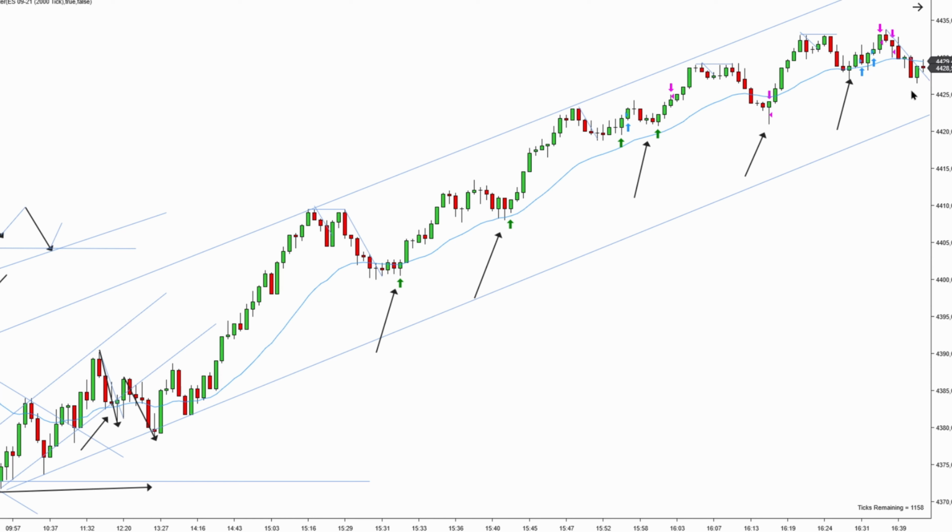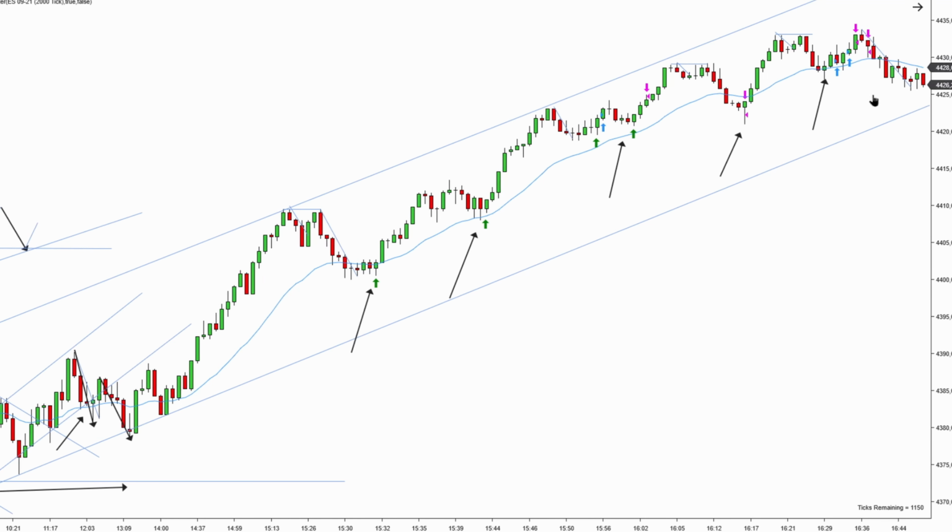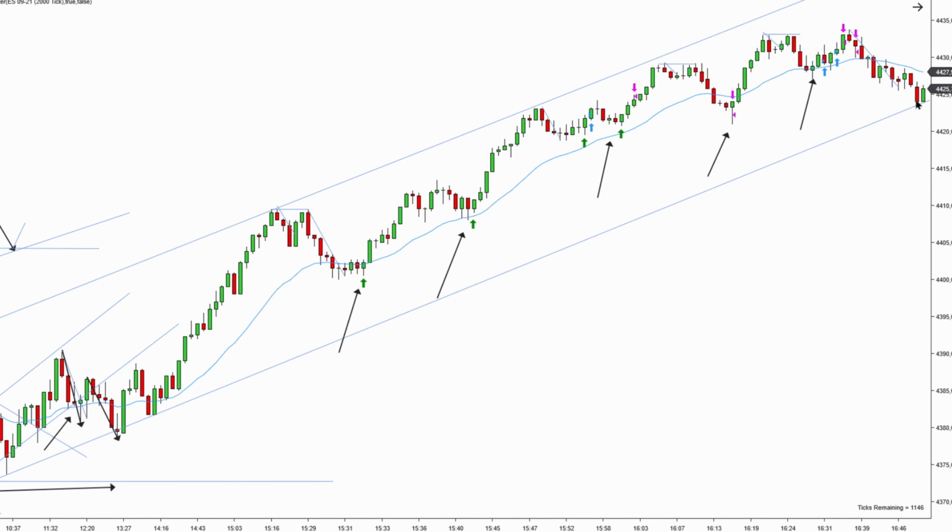So I'm sitting on my hands. I don't want to go long below the EMA while this trend line is in play. Price keeps working lower, and we have a nice bounce off this trend line. This is now a good entry to take because this is finally a first confirmation after all this strong uptrend.